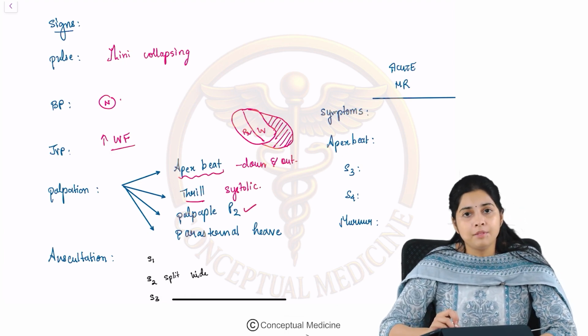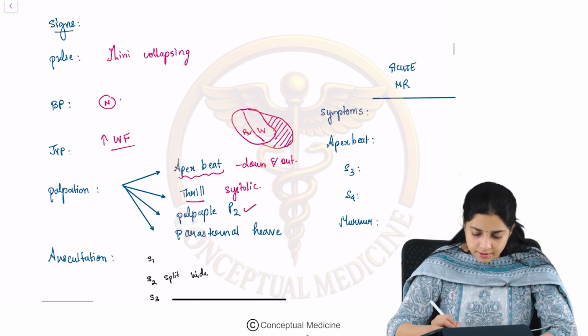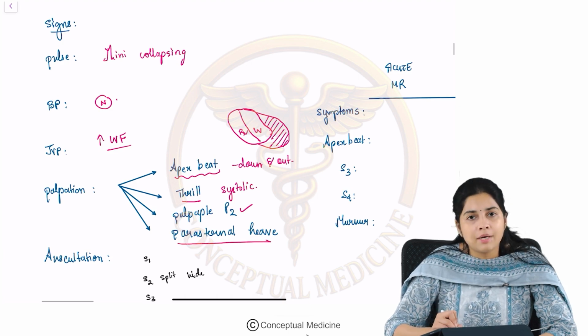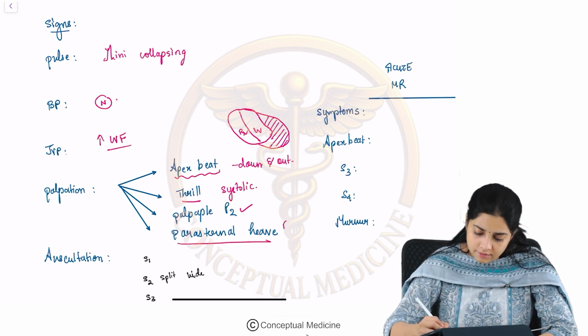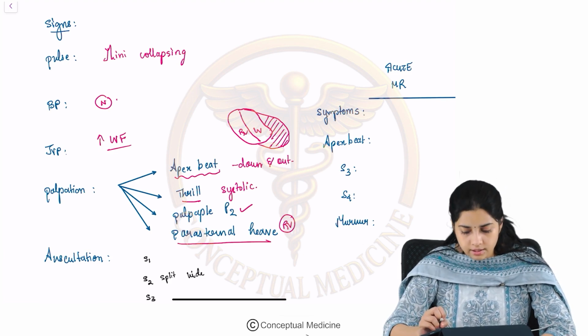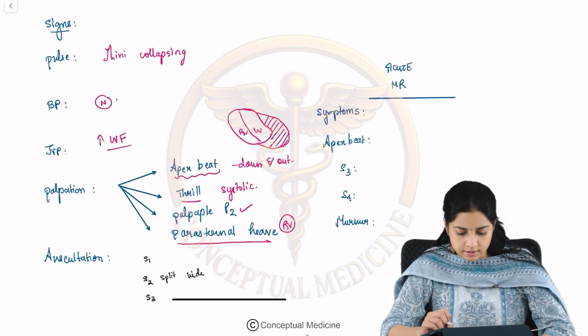There can be a palpable P2 if there is development of pulmonary hypertension, and there can be a parasternal heave. The parasternal heave is because of right ventricular enlargement.